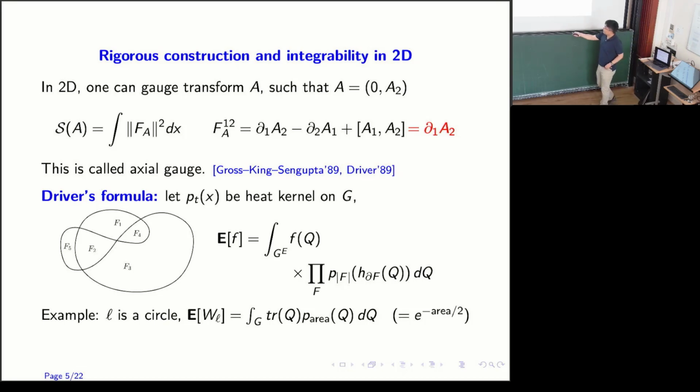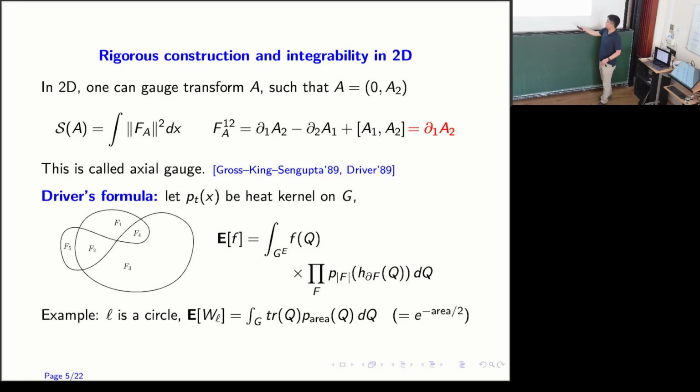Maybe an example: suppose L is just a simple loop, just a circle, say. Then the expectation of the Wilson loop around this circle is simply an integral over a Lie group. A circle has only one edge, so it's an integral over one copy of G. And trace Q is the definition of a Wilson loop. And there's only one heat kernel because it's a simple loop, only one face. And the area is just the area enclosed by the circle. So this expectation of a Wilson loop for a circle is a very simple integral.